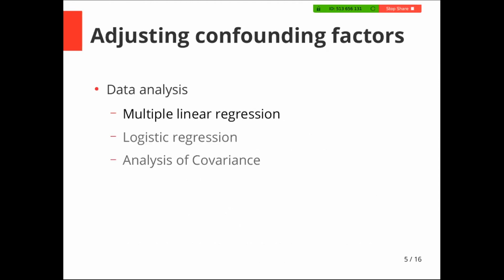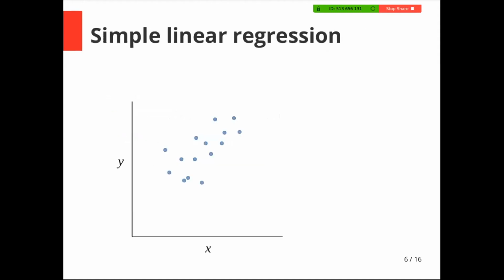And we can also adjust for confounding factors in the data analysis step, and there are different approaches. Here we discuss multiple linear regression. You can also do that by logistic regression, analysis of covariance, and there are tons of other new methods. How many of you are familiar with linear regression? Okay, quite a few.